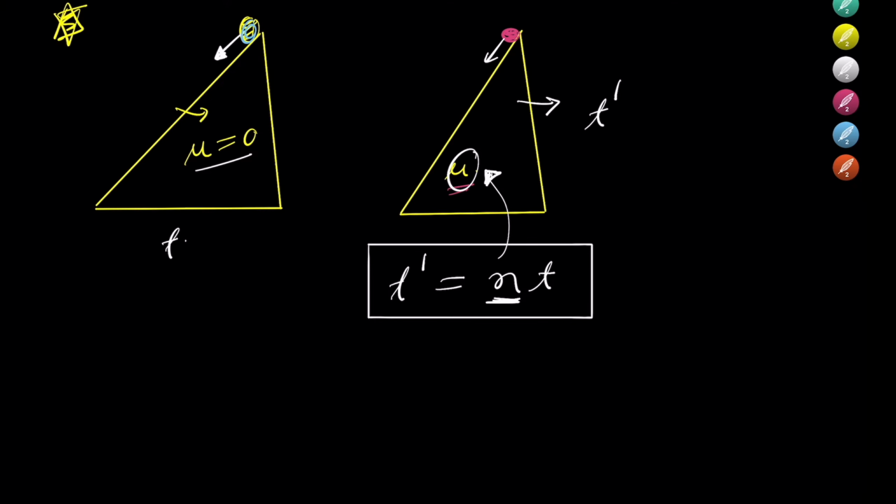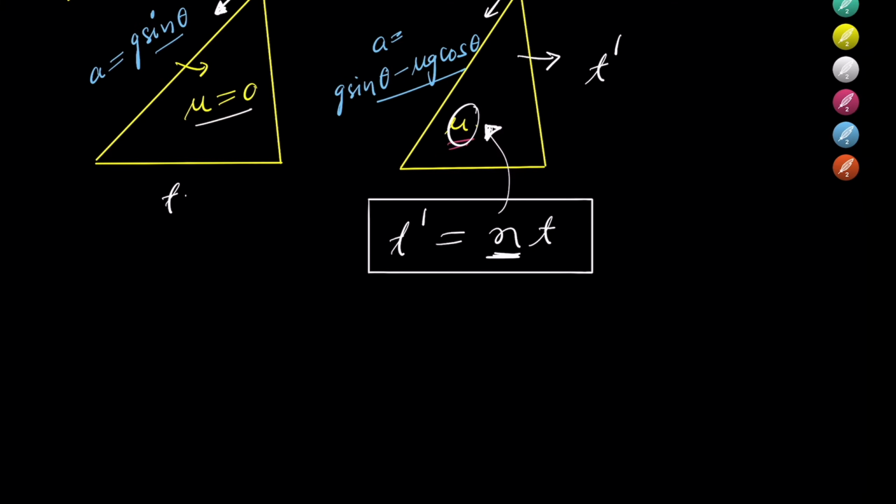Okay, first one, acceleration will be how much? When it is falling without friction, acceleration will be g sine theta. And in the second case, when it is falling with friction, acceleration will be how much? Acceleration will be g sine theta minus mu g cos theta. This will be the acceleration.